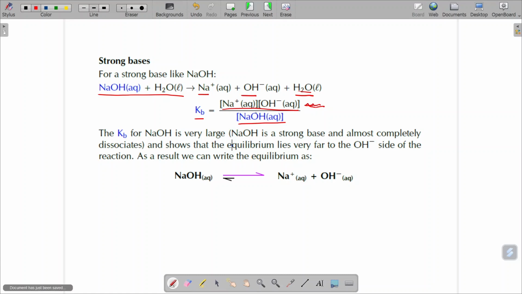And because NaOH is a strong base, the equilibrium lies very far over to the right. You can see the arrow is very large. That means that the concentration of our reactant is going to be much less than the concentration of our products. In other words, there are very few NaOH units left in the reaction. They've all dissociated to form sodium ions and hydroxide ions.